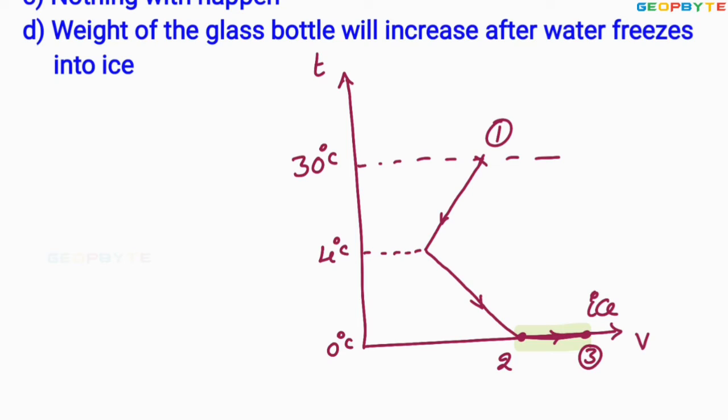Look at the volume during the freezing process and during the cooling of the water from 4 degree centigrade to 0 degree centigrade. Volume keeps on increasing, both during the drop of temperature from 4 degree centigrade to 0 degree centigrade and during the freezing process. Since the water is kept inside the glass bottle, glass is a perfect brittle material. Since it does not go for any elongation or deformation, eventually the glass bottle will be broken. I hope you clearly got my point.